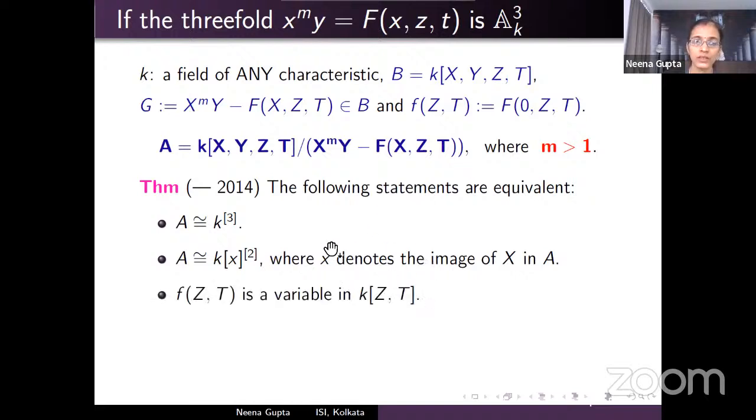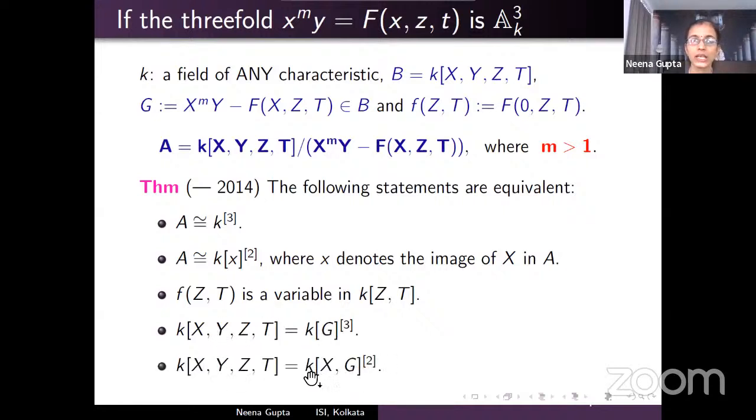And if and only if this capital F, the image small f, is a variable in K[z,t], and if and only if this polynomial G is a coordinate in K[x,y,z,t], which is the same as saying that x and G is a coordinate along with x. So in fact, I have proved an equivalence of some 10 statements, and it has other consequences also.